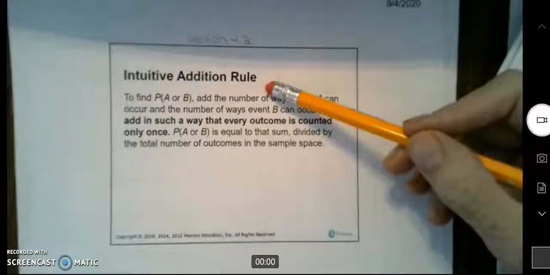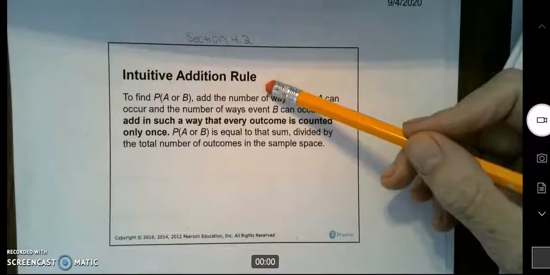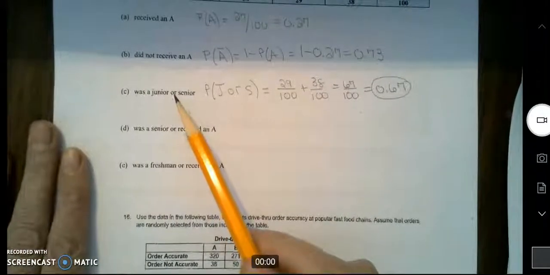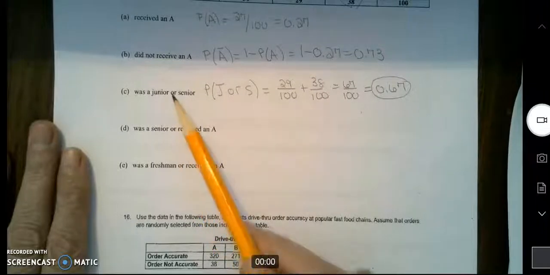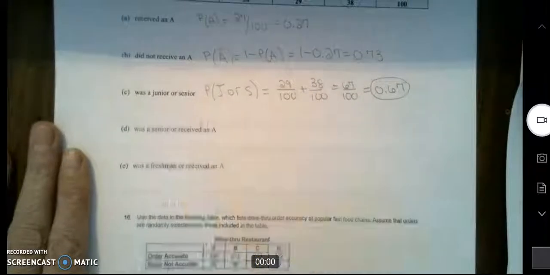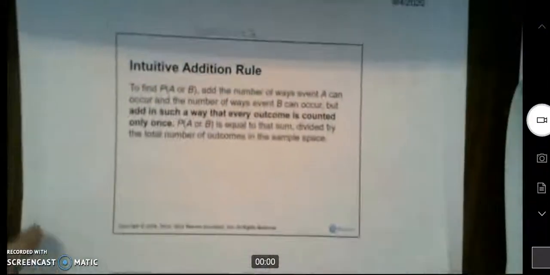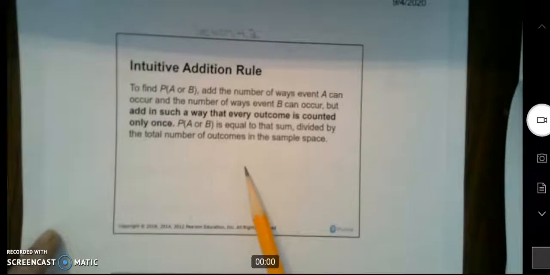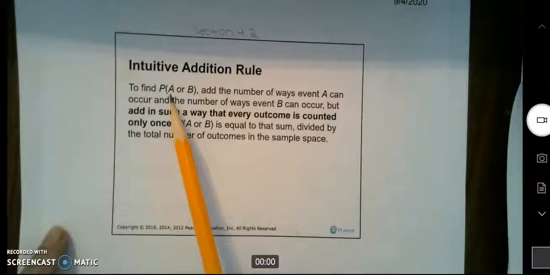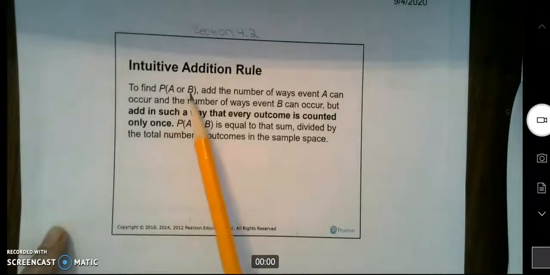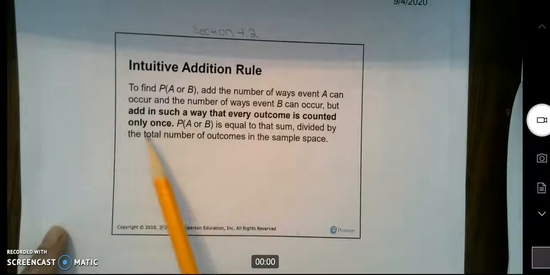Okay, we're going to be talking about the addition rule for section 4.2. The addition rule you can usually identify because they say the word "or" in there, so these three have to do with the addition rule. There's two ways to do the addition rule. One is the intuitive way, so find how many ways A occurs, how many ways B occurs, and make sure nothing is counted more than once.